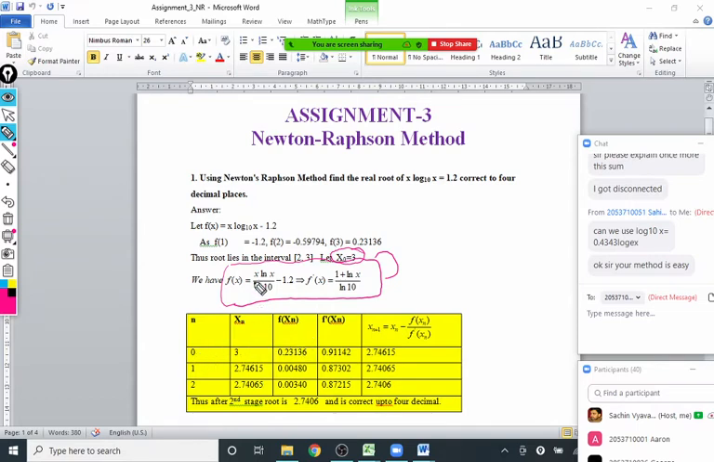If you replace 3 in the function value, f of 3, you will get this much, f dash of 3 you will get this much, and you get this first value as x1 by putting it here. So you have to put xn as 3, and f of xn value goes in the numerator, f dash xn value in the denominator. Just do this calculation, you get that one. And you have to repeat it.